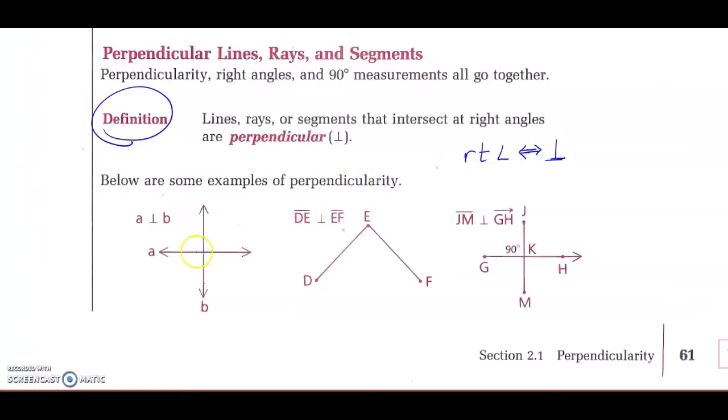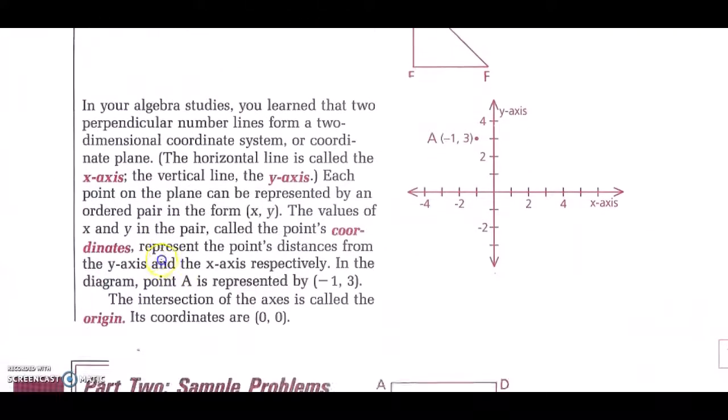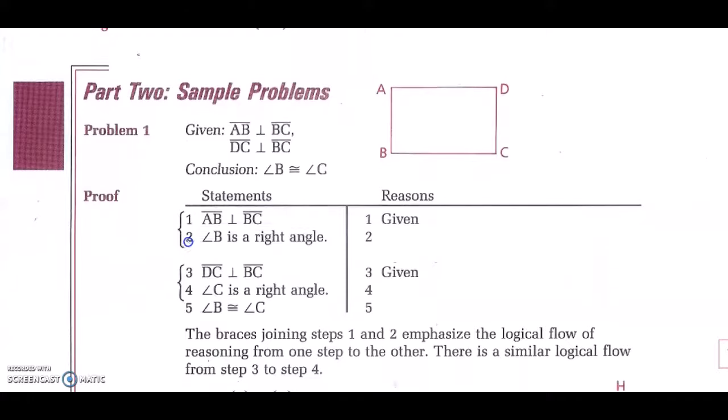Some examples of perpendicularity. Here, line A is perpendicular to B. Segment DE is perpendicular to segment EF. And segment JM is perpendicular to segment GH. Now notice I could have marked all four angles, but you only need to mark the one. Let's look at some examples.